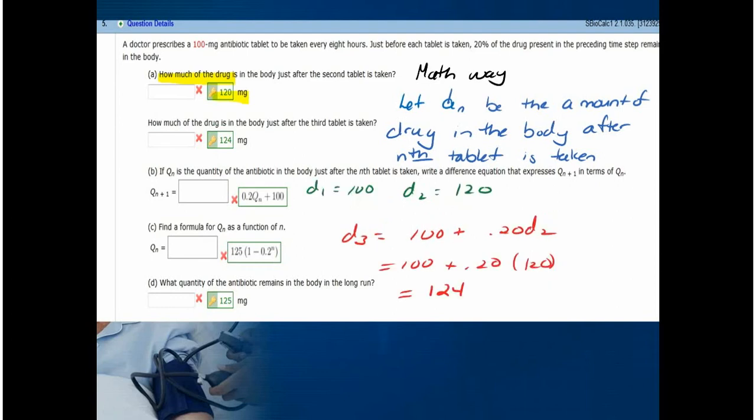Well, I would do the same process. I use the same recursion. D3 is 100 plus 0.20 times D2 from the recursion. D2 was 120. We just calculated that. I have the answer still up here. And then I plug this into the recursion, and I get 124, which is the second answer. You don't need equations to get these answers. You can just use common sense.